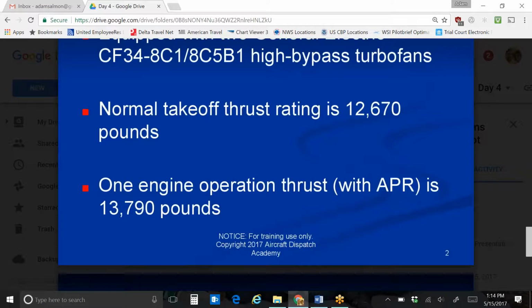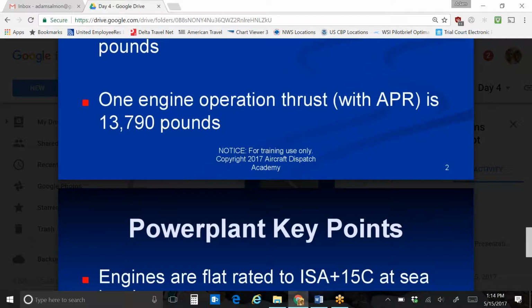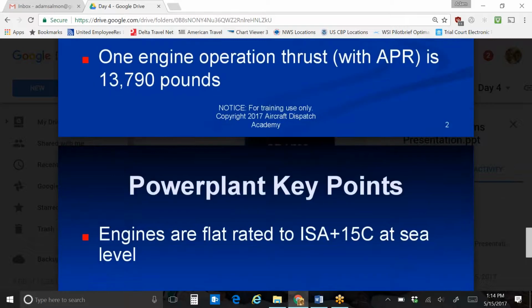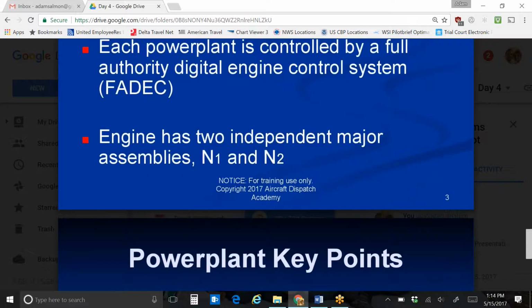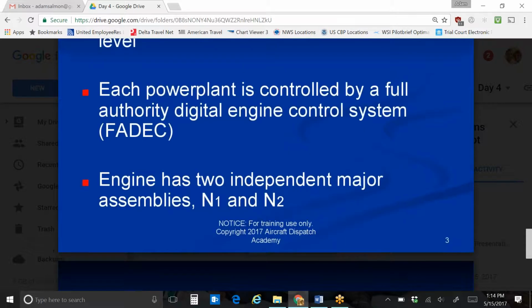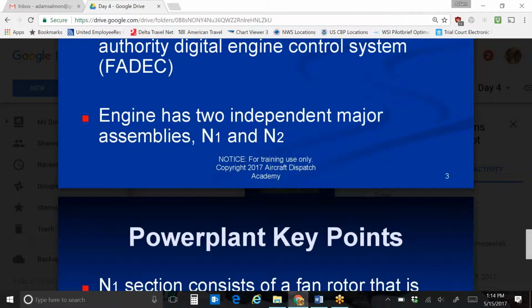Power plant, we already kind of talked about this, but this is just going back over the thrust of the engines. If you lose an engine, the other engine can take over and provide additional thrust. Talks about the FADEC, which is a full authority digital engine control system. It basically monitors all the different things on the engine to watch for overheating, and also will automatically adjust your fan speeds and everything else that needs adjusting on the engine when the aircraft's in flight.